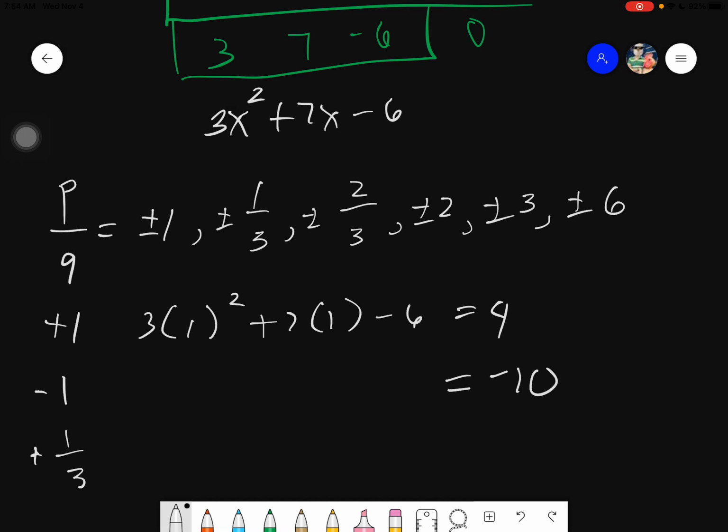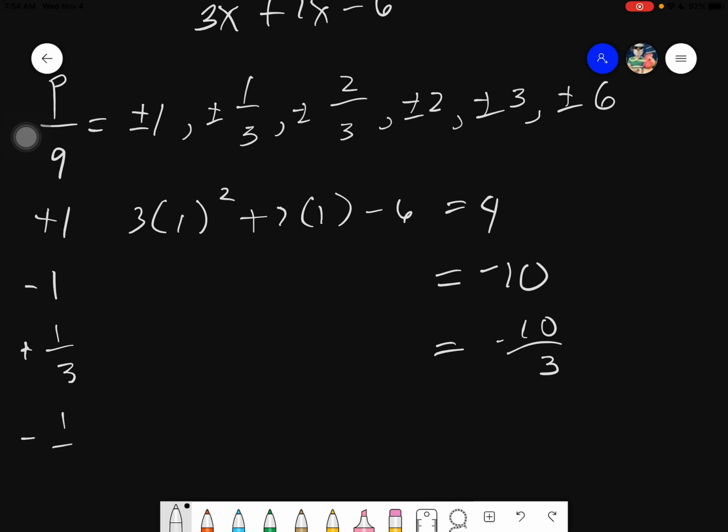Let's try positive 1/3. Okay, 1/3 will give you an answer of negative 10 over 3. Let's try negative 1/3.